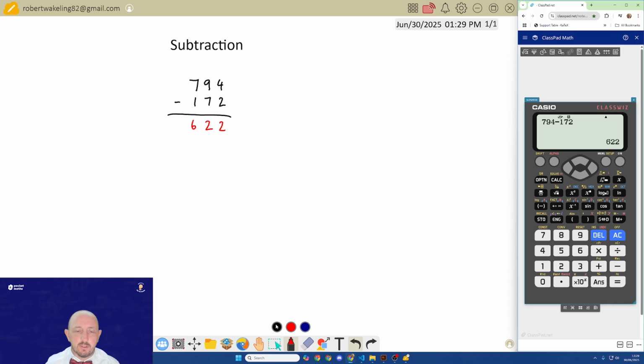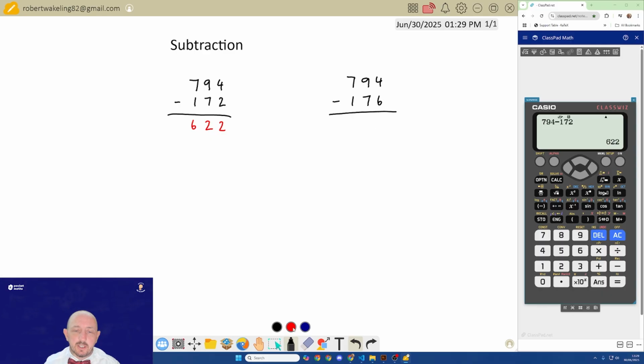622. Alrighty. Now what happens if the number on top is smaller than the one underneath? So let's just do 794 minus 176. Okay, so now when we do 4 take away 6, that would give us a minus number.